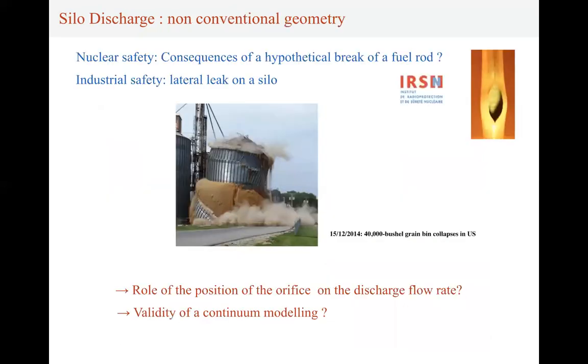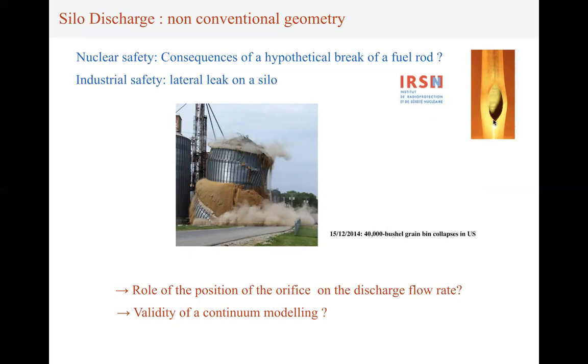So what we wanted to see in silo discharge is what's happening if we are using a non-conventional geometry. So why do we want to do that? Our first motivation is from collaboration with IRSN, which is a French institute for research for nuclear safety. So what is the relation between silo discharge and nuclear safety?